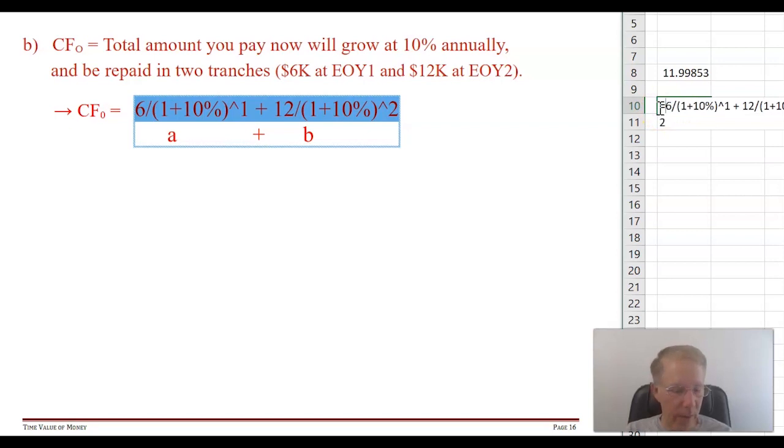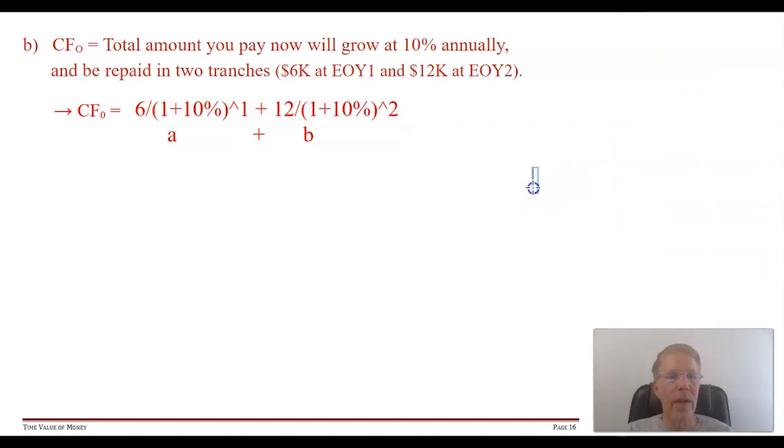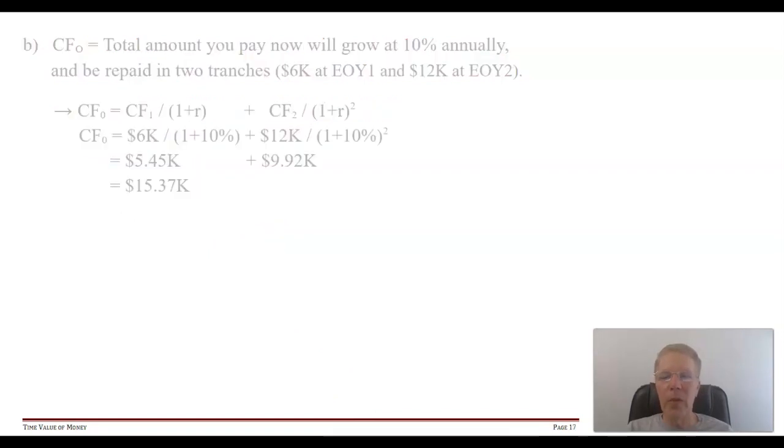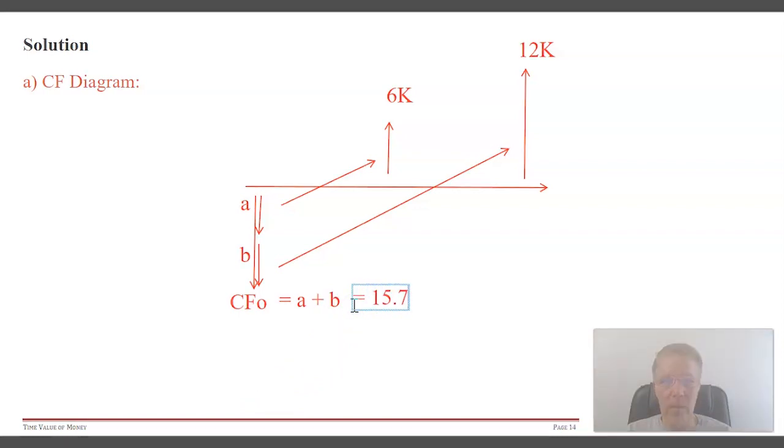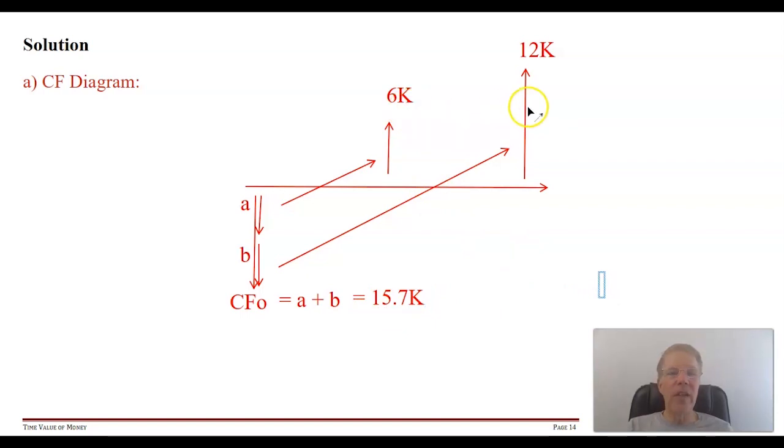And see what we get. Okay, 15.37. So, all right, so that's B. That's how much we would have to put into this deal to get back 6,000 in a year and 12,000 in 2 years, right? So there's 2 years, there's 1 year, and as always, this is 0.